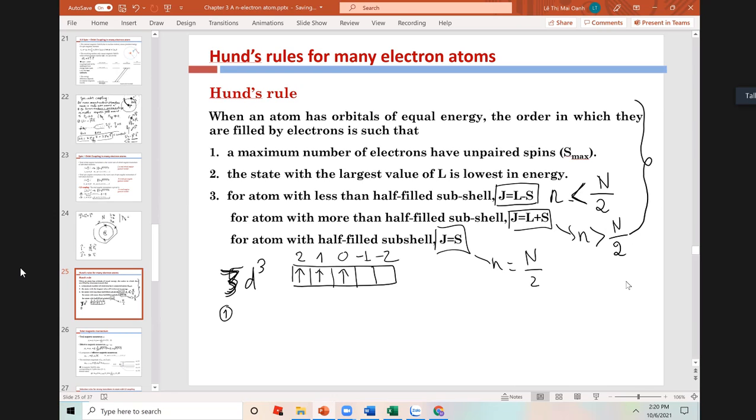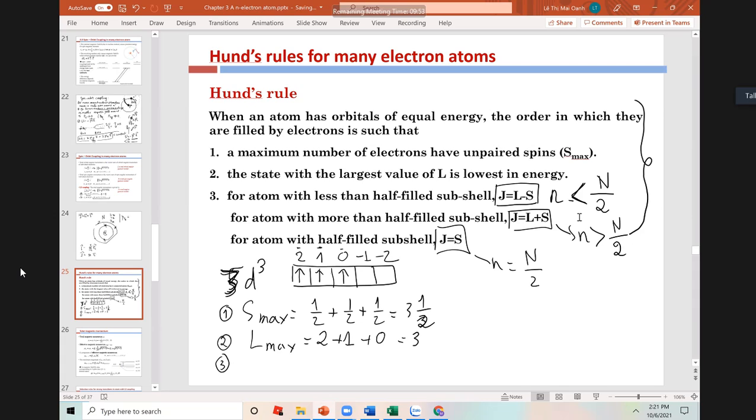This arrangement gives 2 conditions for S max and L max. The first is S max. In this case, it's all spin up, so S maximum equals a half plus a half plus a half, which is 3/2. The second is L max. In this case, L equals 2, 1, and 0, so L max equals 2 plus 1 plus 0, which equals 3.